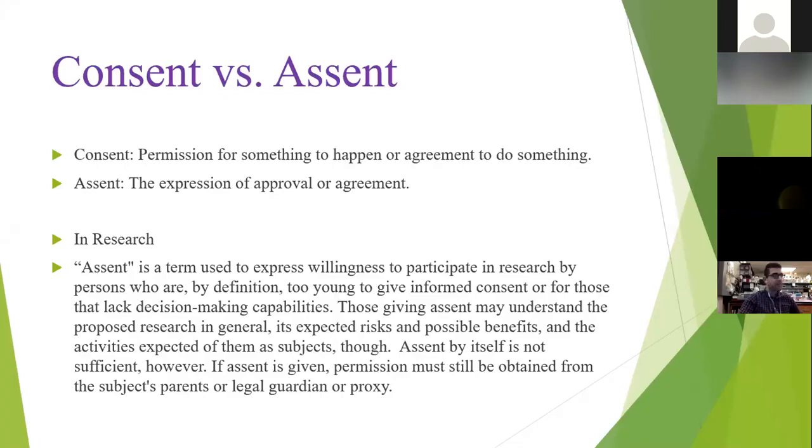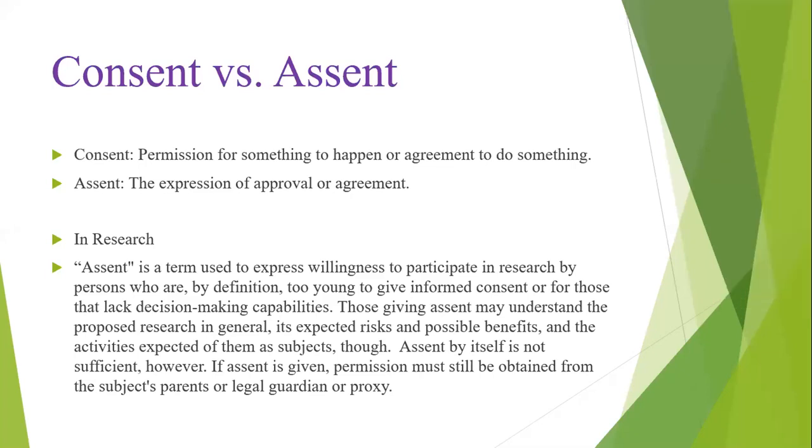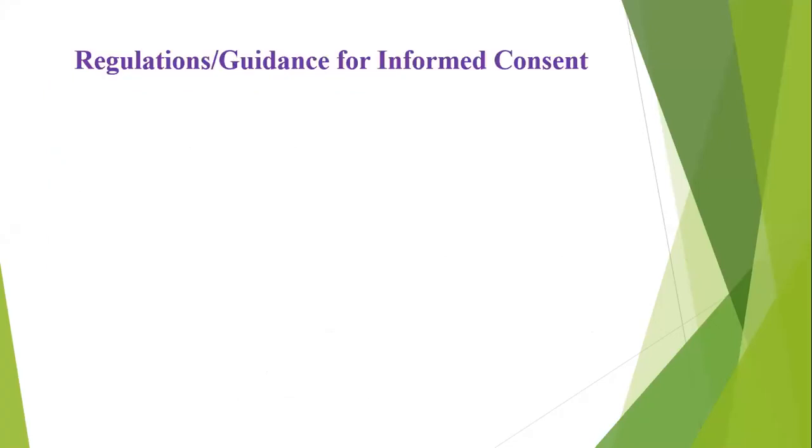Those giving assent may understand the proposed research in general, its expected risk and possible benefits, and the activities expected of them as subjects. Assent by itself is not sufficient, however. If assent is given, then permission must still be obtained from either the subject's parents or the legal guardian or proxy.